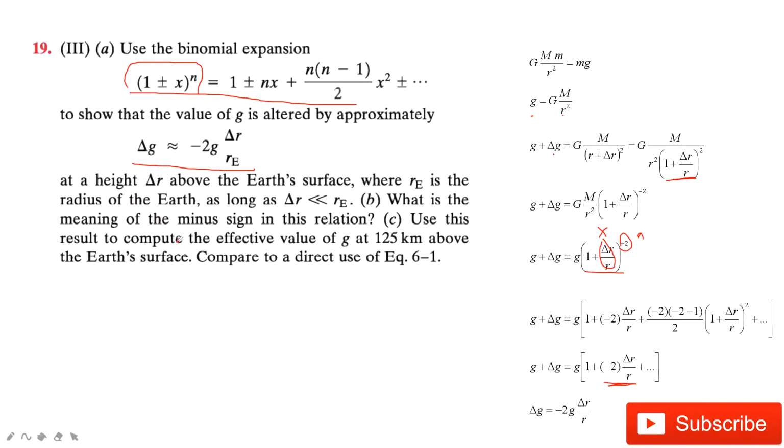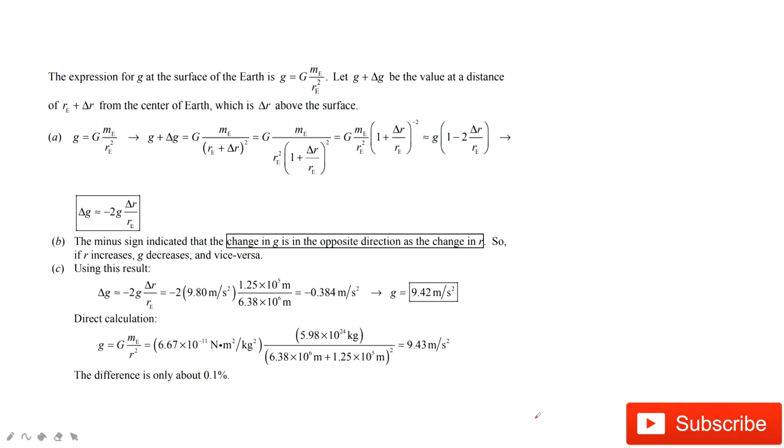The next one, use this result to compute the effective value for g at a distance of 125 km above the Earth. So in this one, it tells you the delta r is 125 km and the radius of the Earth is given. Can you find the difference? Sure. After we input the numbers, you find it is this one. The g decreases by this value, and then we fix it, and then we find the g is this value. If we directly calculate the g at a distance above the Earth, this one, it is almost the same. So it looks like this equation works.